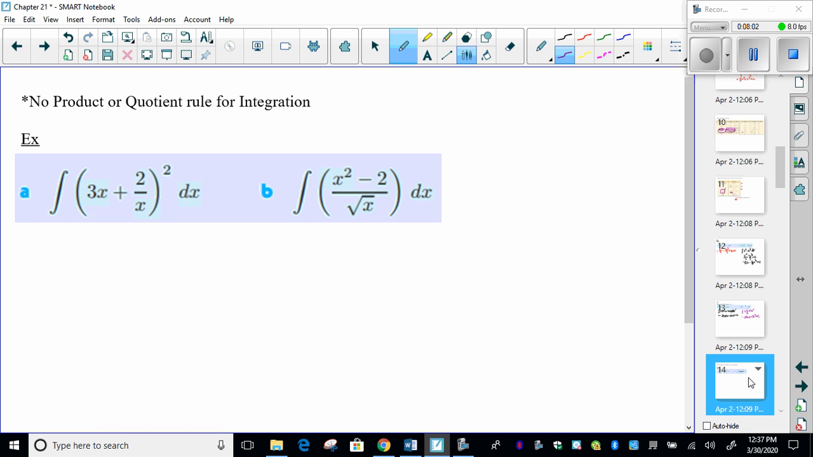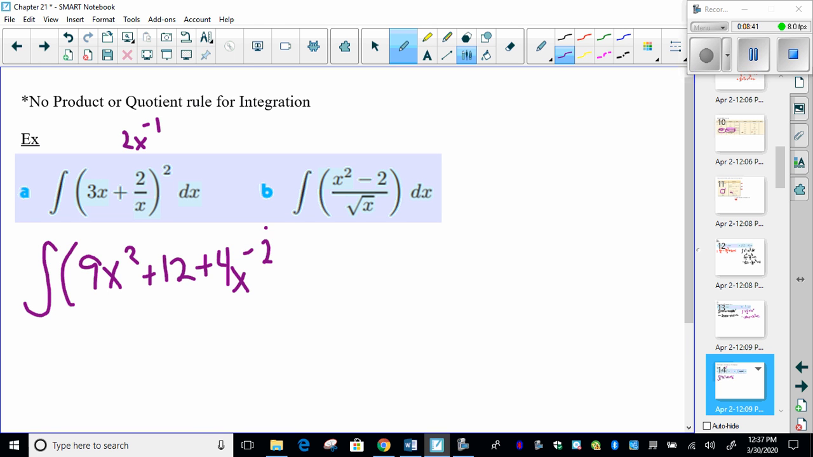So it says this whole quantity squared. Okay, so let's do that. So we're going to integrate. So it says the whole thing squared, which means that's 9x squared. Remember, this is 2x to the negative first. So therefore, when I multiply them together, I get 3x times 2x to the negative first, which is 6x to the 0. And when I double that, that's 12. And then 2x to the negative first times 2x to the negative first is 4x to the negative second. And then that's dx.